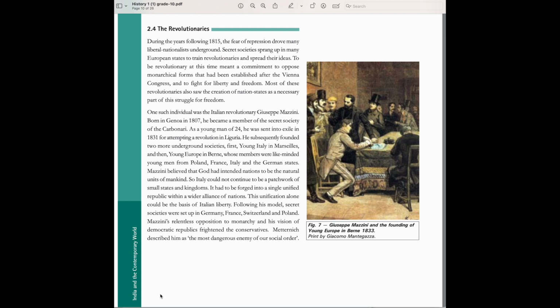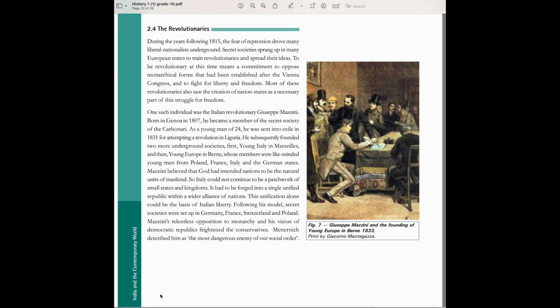The Revolutionaries. During the years following 1815, the fear of repression drove many liberal nationalists underground. Secret societies sprang up in many European states to train revolutionaries and spread their ideas. To be revolutionary at this time meant a commitment to oppose monarchical forms that had been established after the Vienna Congress and to fight for liberty and freedom. Most of these revolutionaries also saw the creation of nation states as a necessary part of the struggle for freedom.